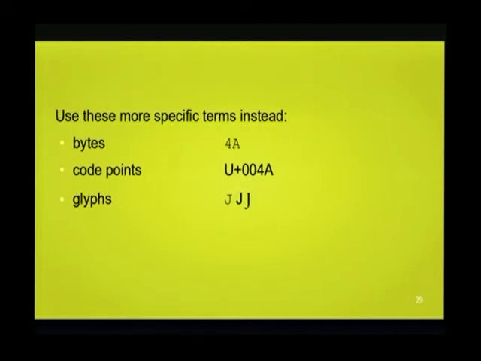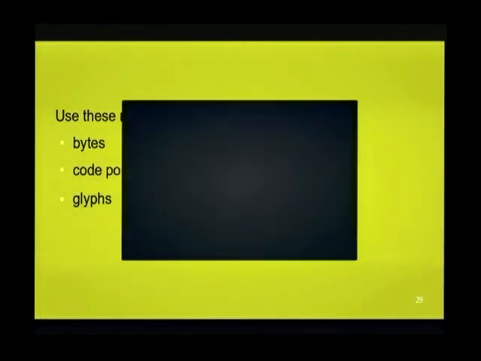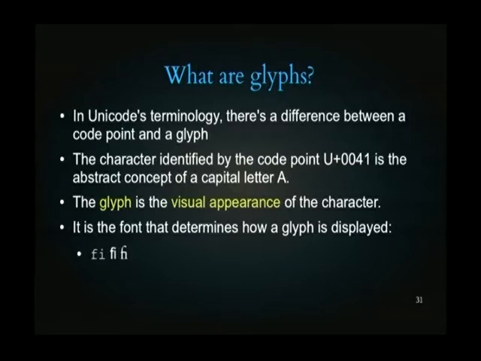And you've got code points. A code point is a number with a set of properties as defined by the Unicode standard. And glyphs, any one of these, they're all glyphs. A glyph is, in essence, the visual appearance of letters or characters or whatever. And it's the font that determines how a glyph appears. And this is a very rough definition.